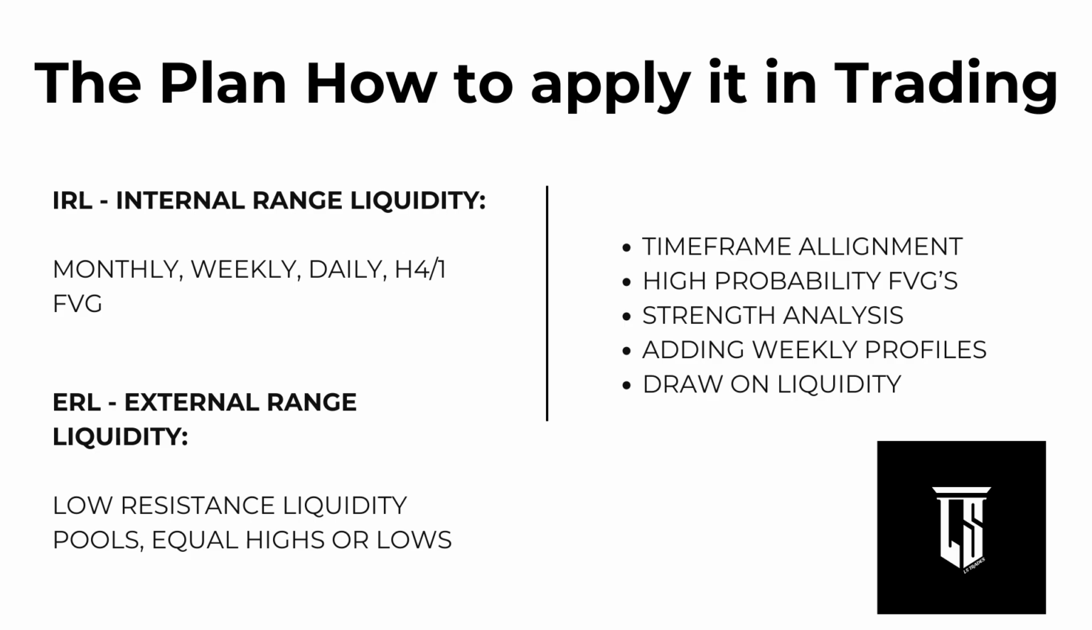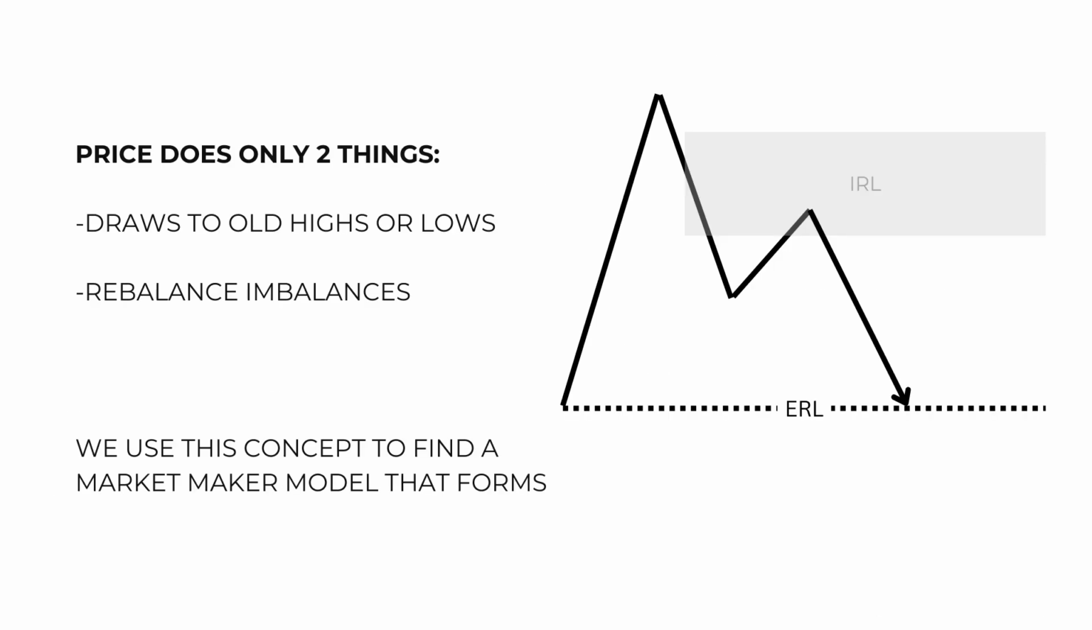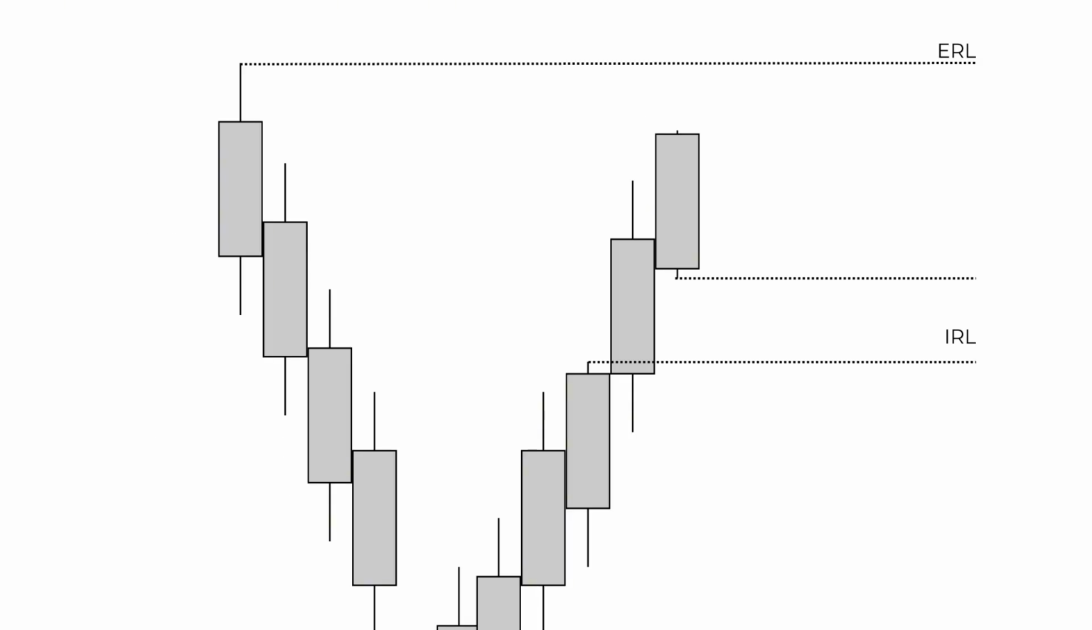So other things that we go through are time frame alignment, high probability FVGs, strength analysis, adding weekly profiles, and the draw on liquidity. So price does only two things. It draws to old highs or old lows or rebalances imbalances. Here we can see we have IRL and ERL. So IRL is a fair value gap and ERL is an external range liquidity, so a draw on liquidity.